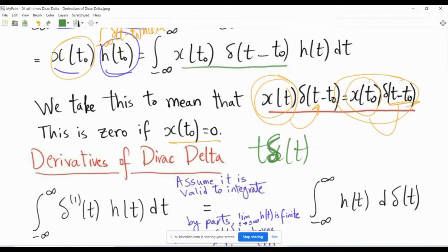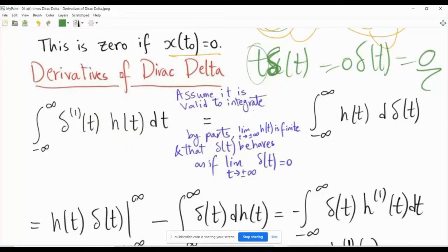T delta t, so you evaluate t at 0. So this is 0 times delta t, which is 0. So if the function multiplied by the Dirac delta is 0 at the location of the Dirac delta, then you have a 0, and the whole thing is equal to 0. Of course, the assumption here is that t0 has a value, which means that t0 is part of the domain of this function.